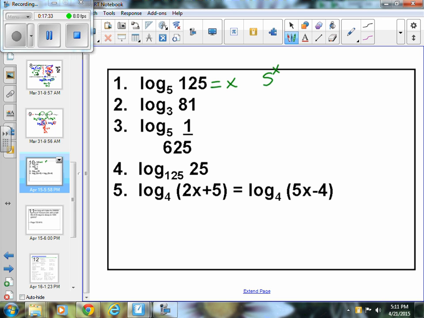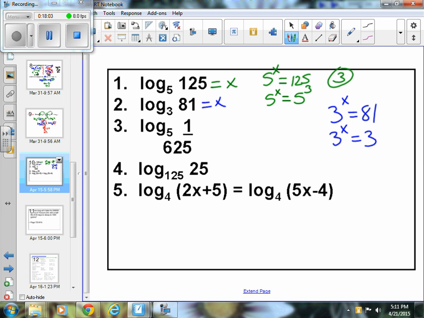So 5 to the x equals 125. That's thinking 5 to what power gives you that? Well, what power of 5 is 125? That would be 3. So 5 to the third power, so the answer to the first one would be 3. So you're thinking to what power? So think of that for the second one, number 2. 3 to what power would give you 81? That's what log base 3 of 81 means. So if you rewrite it, 3 to the x equals 81. Think of what power of 3 81 is, and that's the fourth. So that's got to be 4.